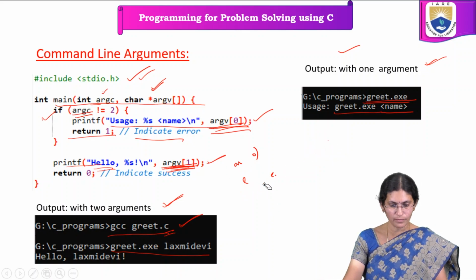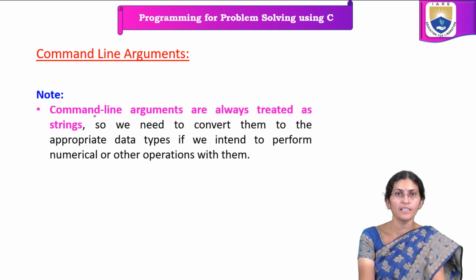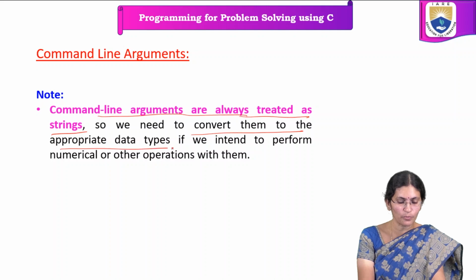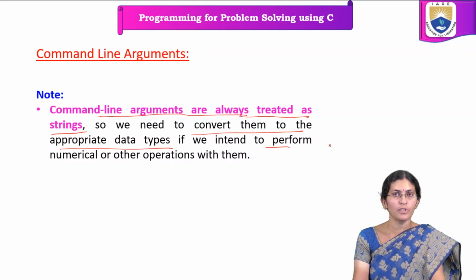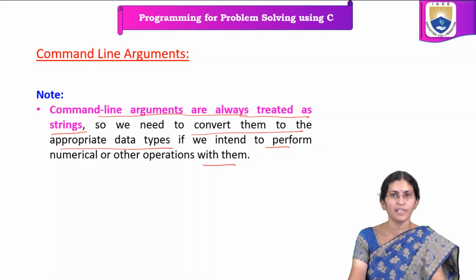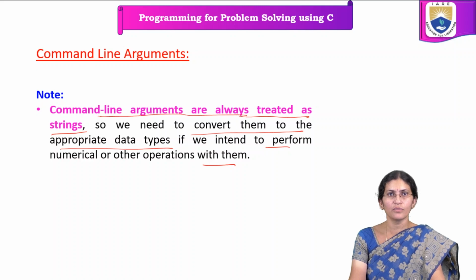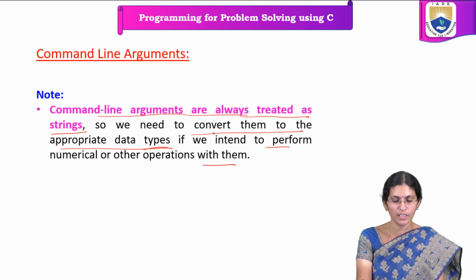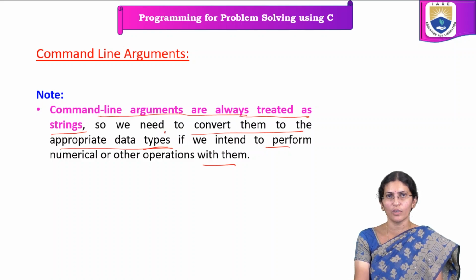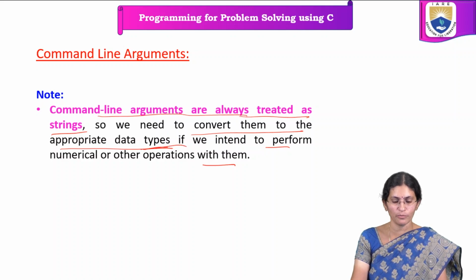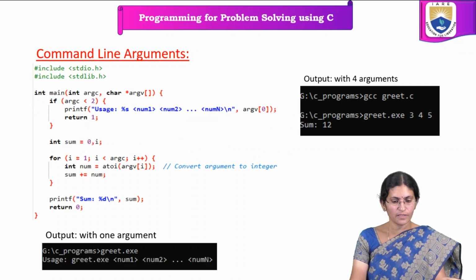We'll see one more program. An important point: command line arguments are always treated as strings. We need to convert them to appropriate data types if we intend to perform numerical or other operations with them. By default, the arguments which we pass from the command line are treated as strings. So if there are arithmetic operations involved, we can convert them to the appropriate data type. This is the example for that.